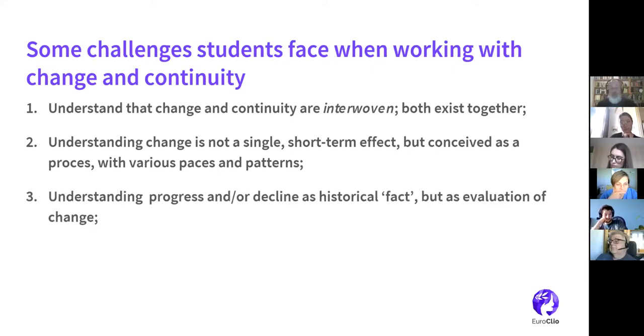The third one is that they need to understand that progress and decline are not facts, right?